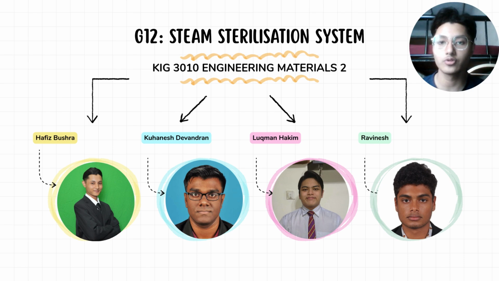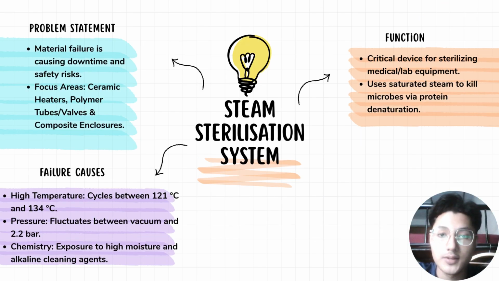We are from group 12. Steam sterilization system is used to sterilize medical equipment. It uses saturated steam to kill microbes via protein denaturation. So this system works in an aggressive environment, which is high temperature and pressure. So in this system, we analyze the ceramic heaters, polymer tube and valve, and composite enclosure panels.